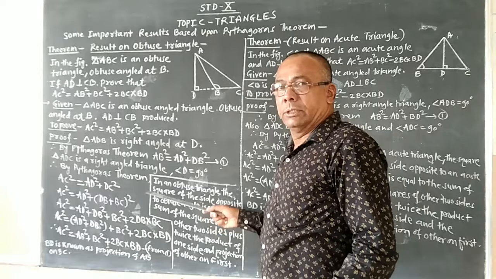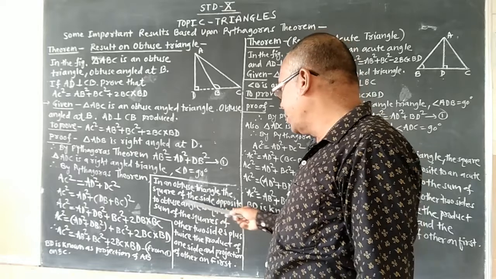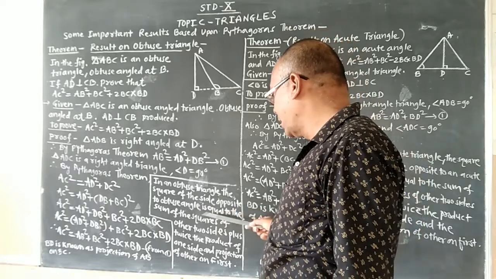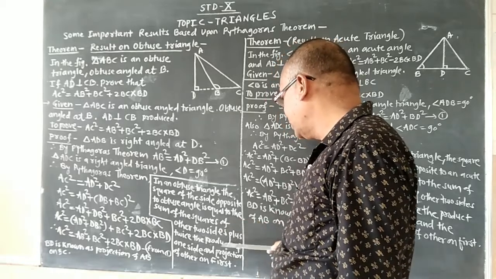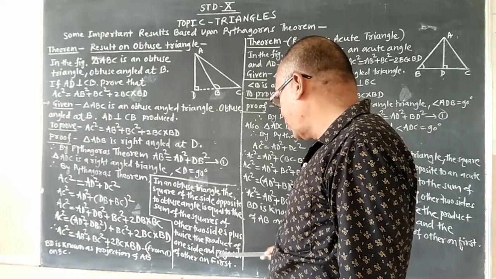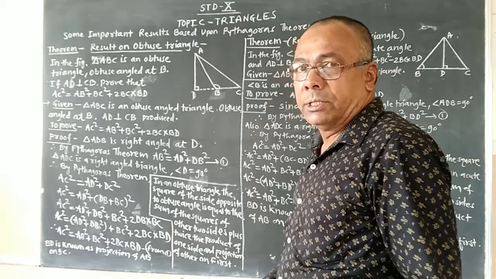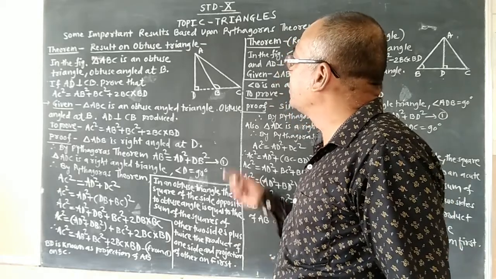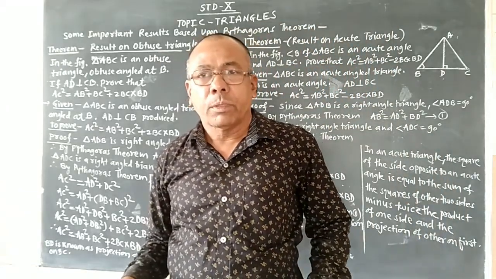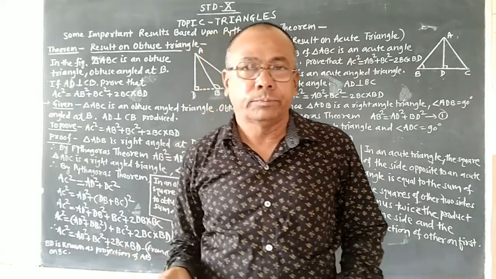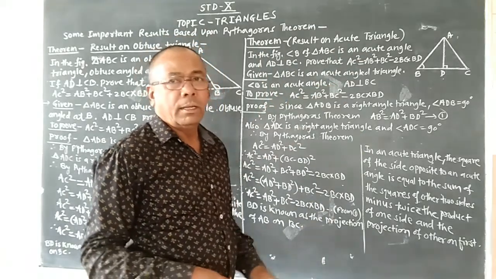Means the theorem can be stated as: in an obtuse angle triangle, the square of the side opposite to the obtuse angle is equal to the sum of the squares of the other two sides plus twice the product of one side and the projection of the other on the first. In this way, we have seen the result on obtuse triangle, and now we have to see the result on acute angle triangle.